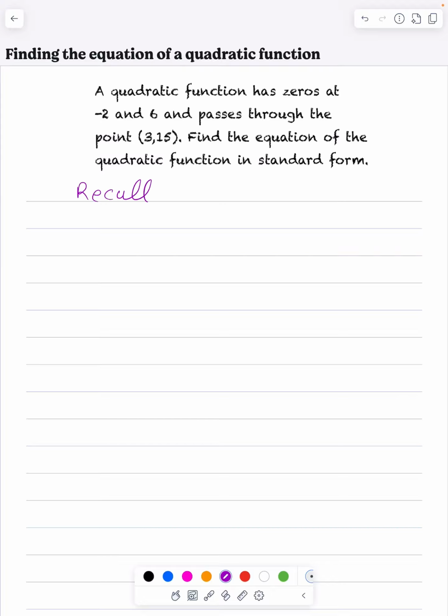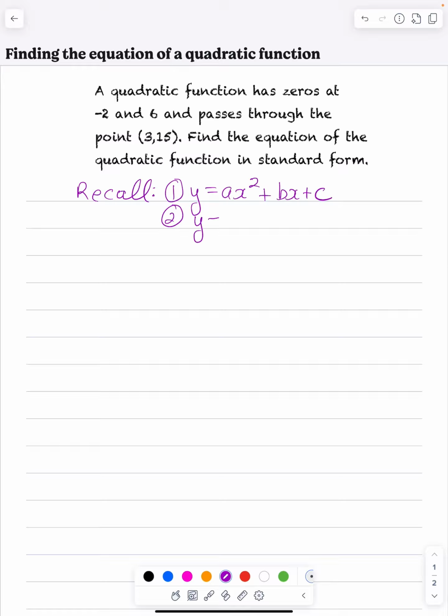And the recall that we're going to do is, number one, what does standard form look like? Standard form looks like this: ax squared plus bx plus c. That's the standard form of a quadratic function. The second thing that you also need to know is the factored form of a quadratic function. This is the quadratic function in factored form.